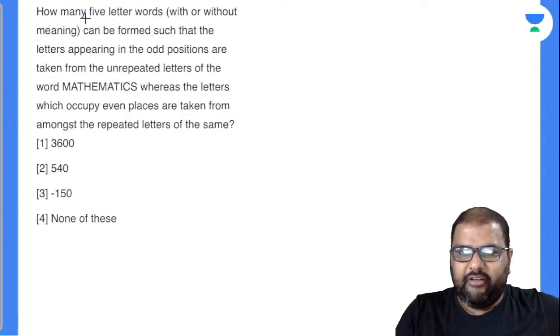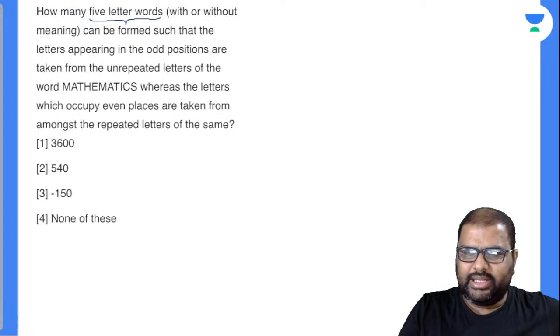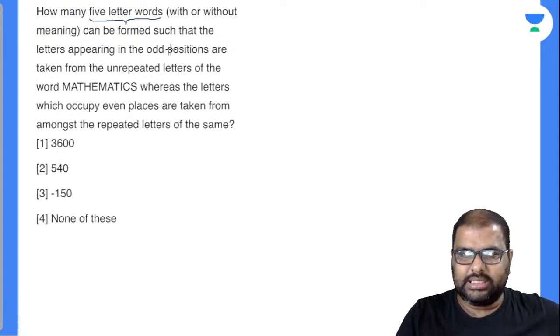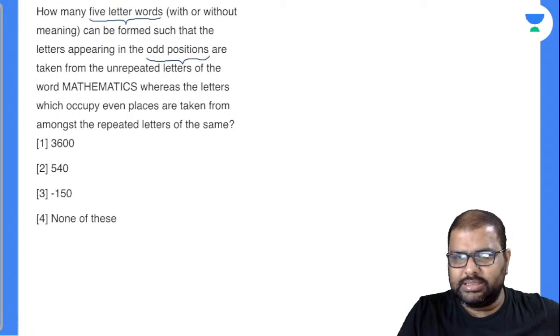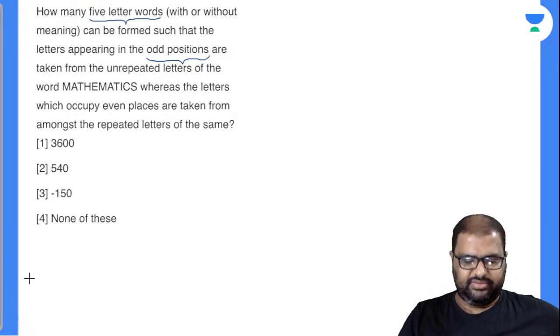How many 5-letter words, with or without meaning, there is no need of meaning, can be formed such that the letters appearing in odd positions are taken from the unrepeated letters of the word mathematics, whereas the letters which occupy even places are taken from among the repeated letters of the same.